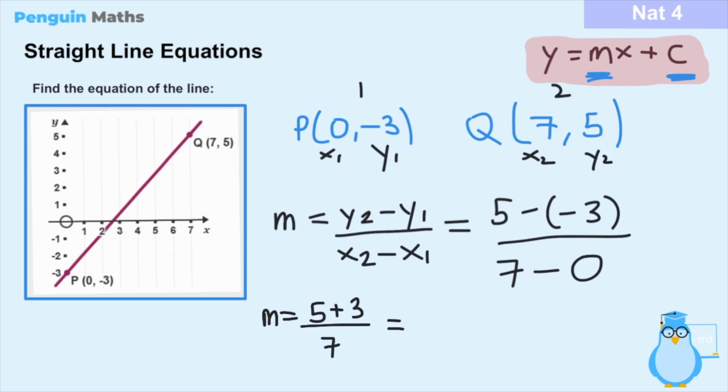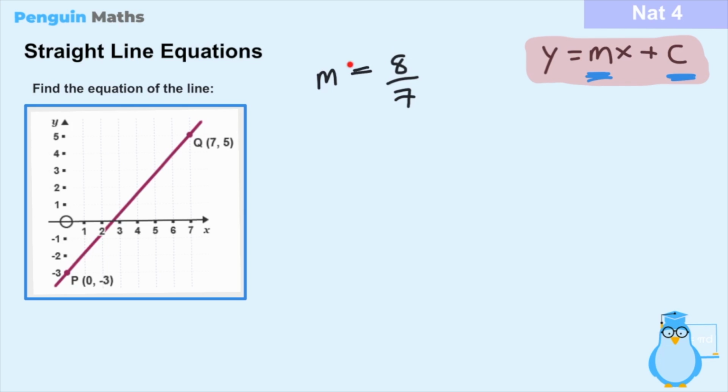And then finally, we know 5 plus 3 is 8. So we can just simply say that our gradient is equal to 8 divided by 7. That can't be simplified any further, so that's good the way it is. So again, all we've done here is put these values x1, y1, x2, y2 into our gradient equation, simplified it, and then we've got the answer here of 8 divided by 7.